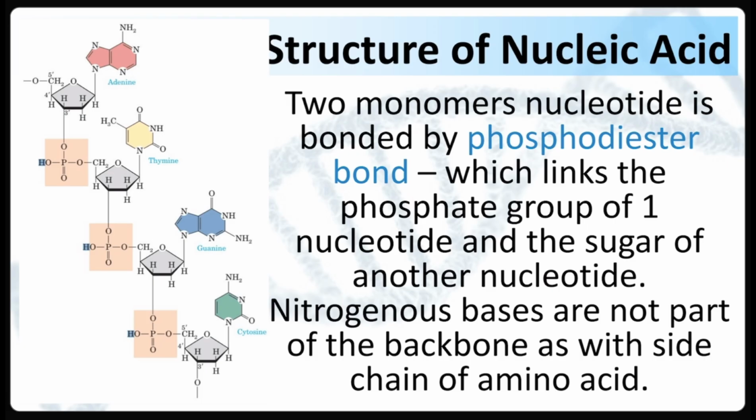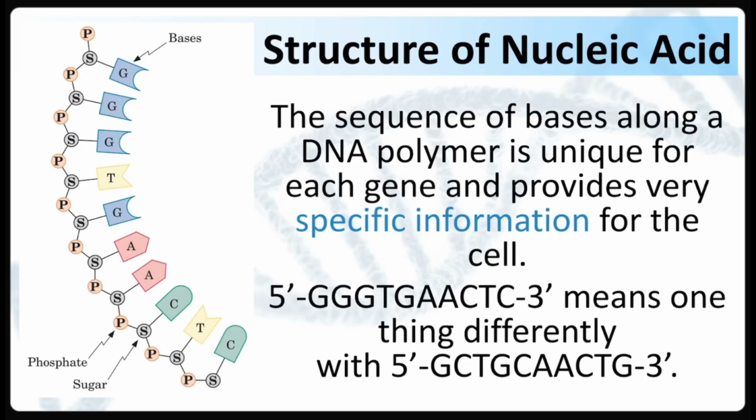nucleotide is bonded, as I mentioned earlier, by a phosphodiester bond. Take note of the bond, okay? Which links the phosphate group of one nucleotide and the sugar of another nucleotide. Again, what is being linked by the phosphodiester bond? The phosphate group of one nucleotide and the sugar, okay? The pentose sugar of another nucleotide. Nitrogenous bases are not part of the backbone, as with the side chain of amino acids.